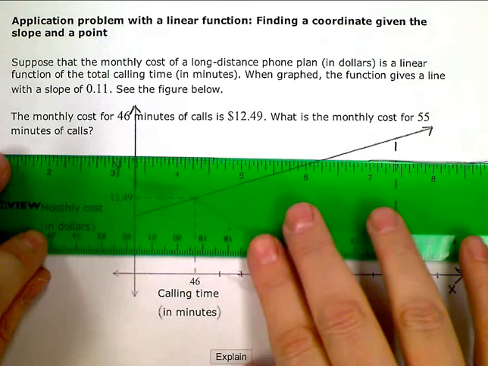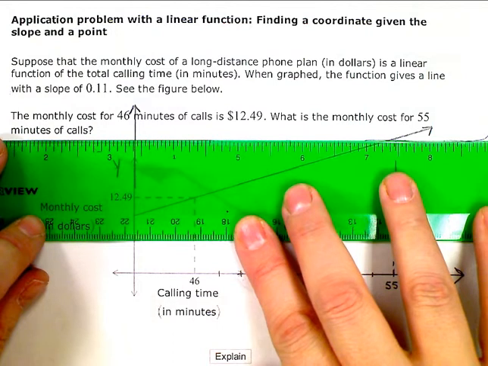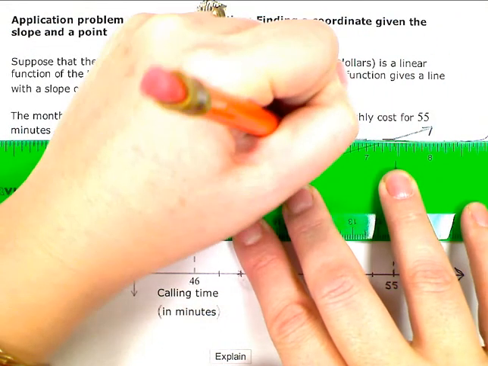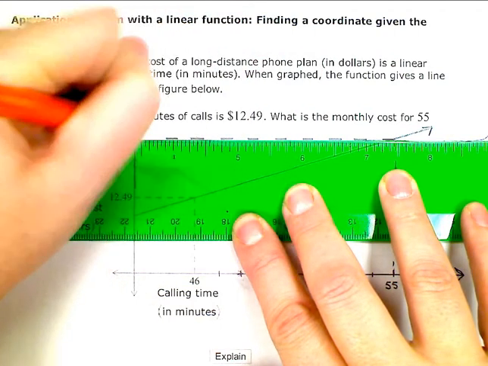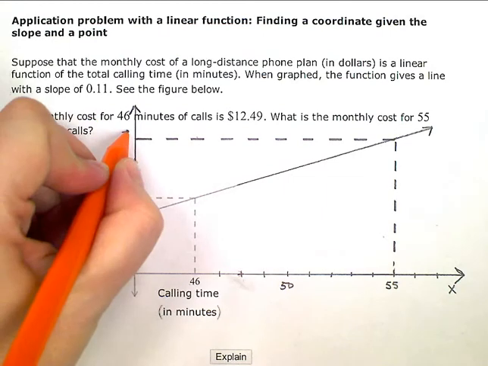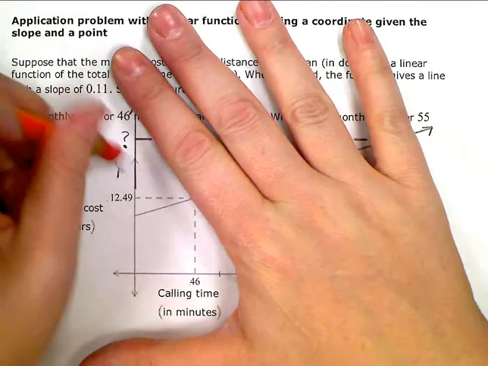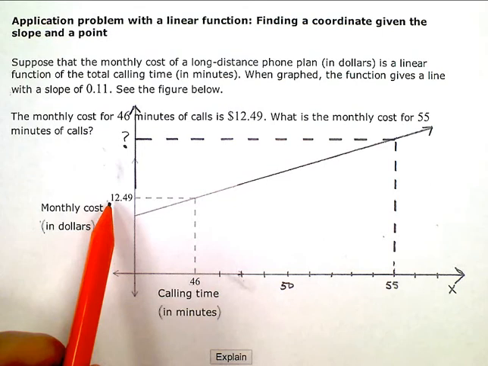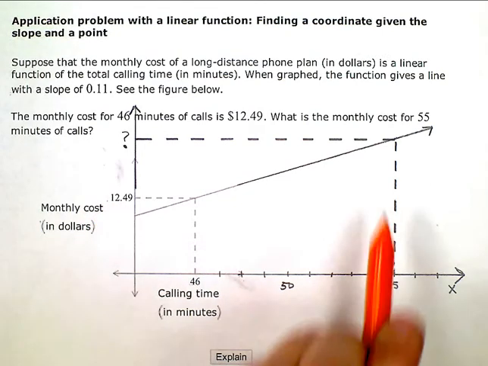what's going to be my y-coordinate this way? Now I haven't drawn this to scale. I'm just kind of trying to get a visual here of what the problem is and what they're asking us. So what we want to know is what is that value right there. Okay? So for 46 minutes, my cost is $12.49. If I use 55 minutes, what's the cost going to be?